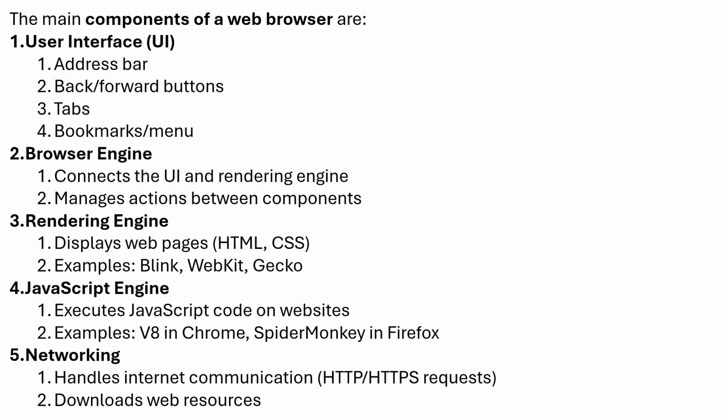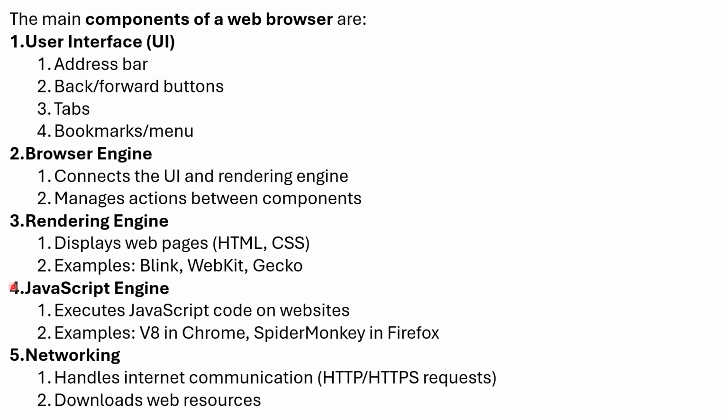The second part is the browser engine that connects the user interface and the rendering engine, and manages actions between components. Now the rendering engine displays web pages, mostly in HTML and CSS format. Examples are Blink, WebKit, Gecko.